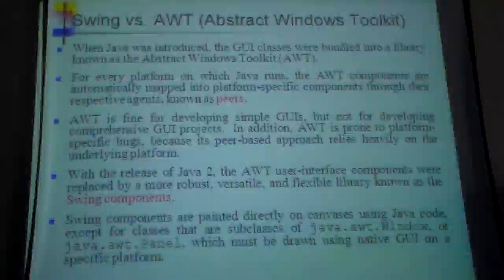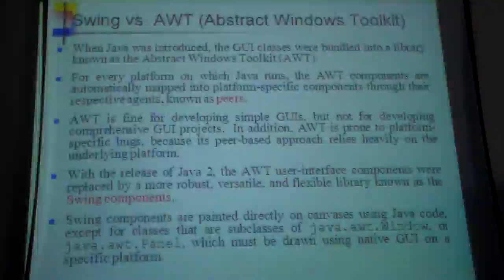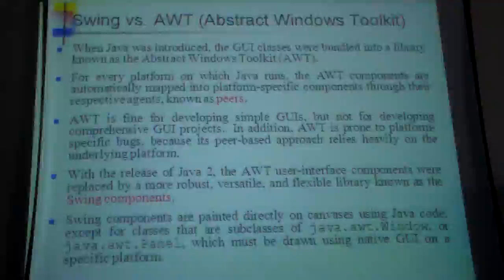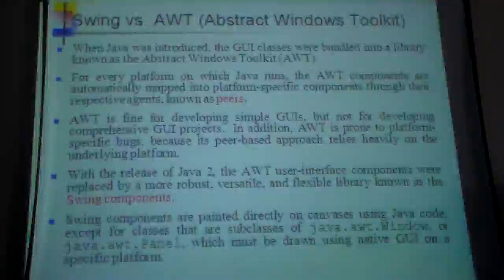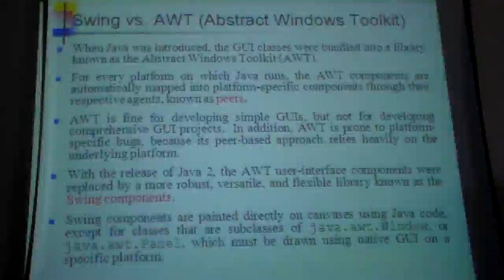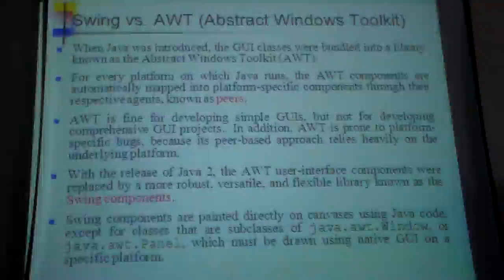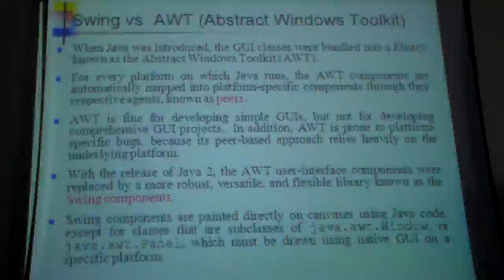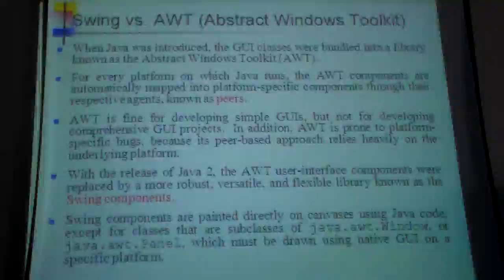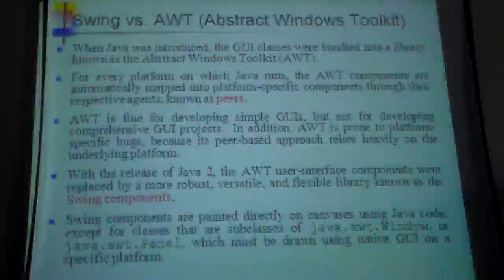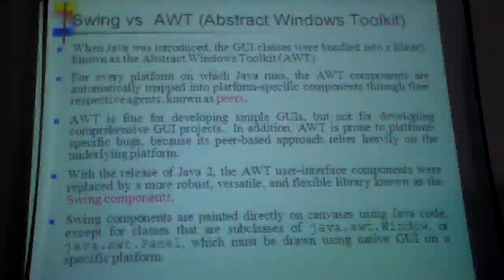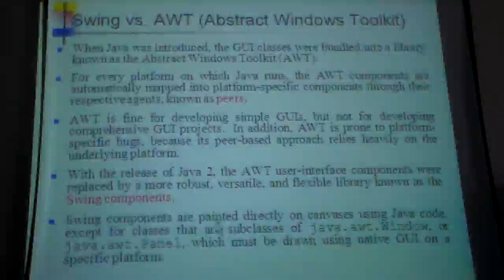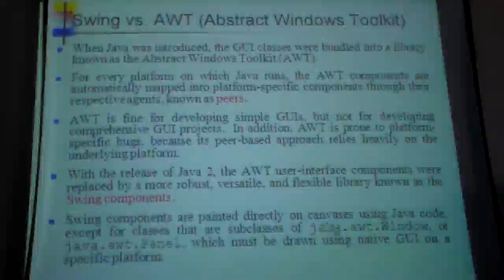a big, comprehensive graphic user interface, I need to use Swing, because Swing is the new version. With the release of Java 2, Swing started. In the previous version, Swing was not there, okay? So the Swing components paint directly to canvases.